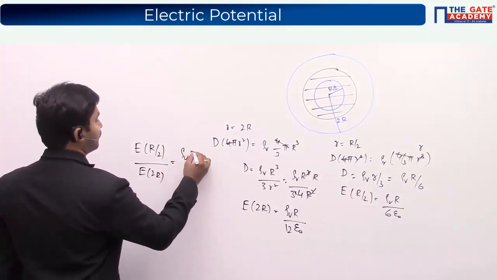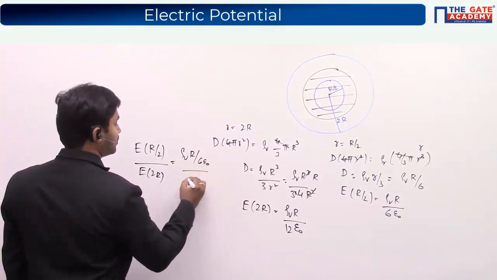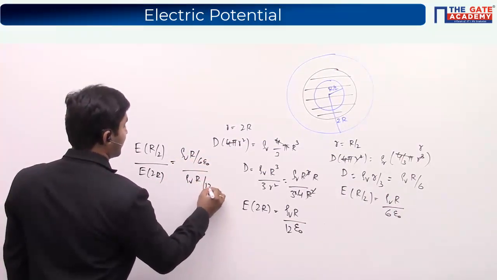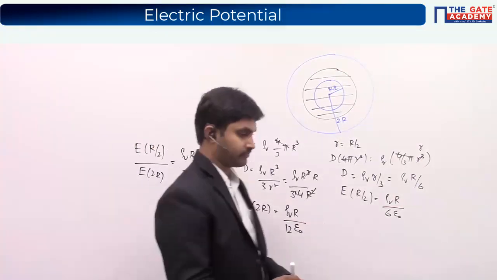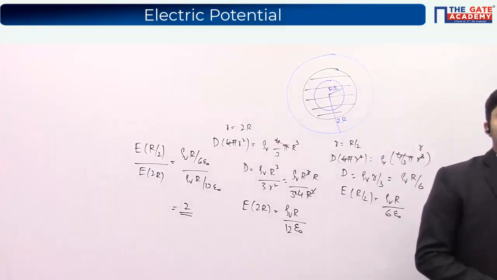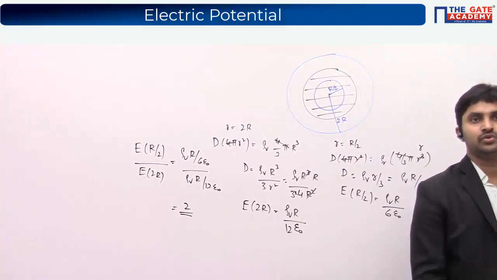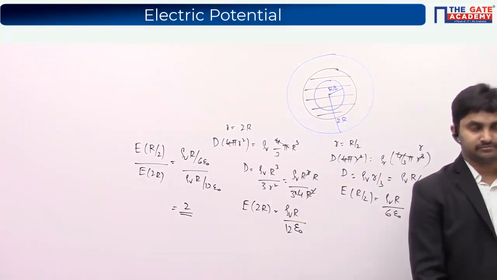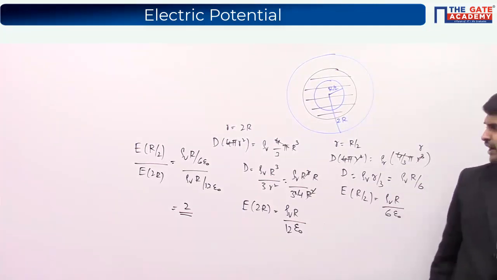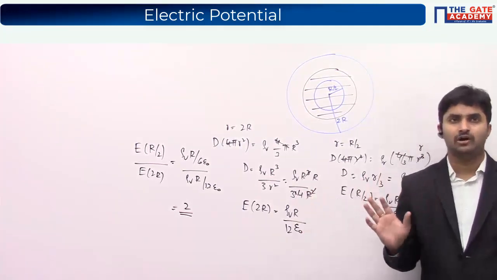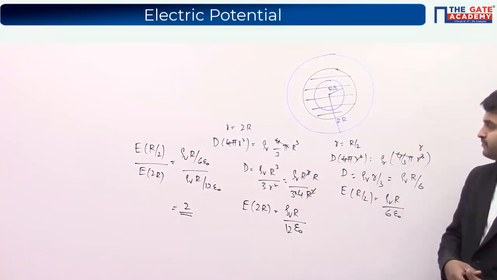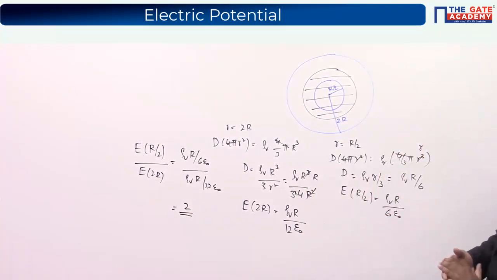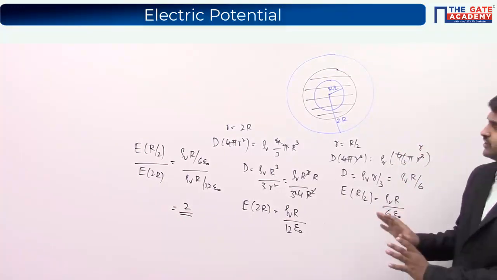So the electric field at r by 2 divided by the electric field at 2r: here you will have rho v R divided by 6 epsilon naught, over rho v R divided by 12 epsilon naught. So the answer is equal to 2, which many of you agree with. In fact, many of you got the same answer. I didn't remember any formula, just Gauss law. I've understood the concept and just applied the Gauss law. It will take less than 1 minute to get the correct answer if you have understood how to apply it.